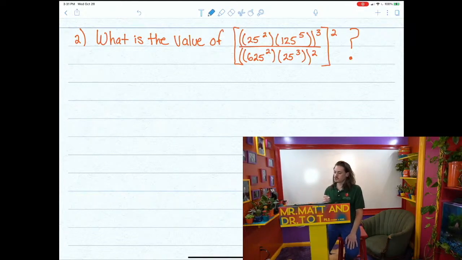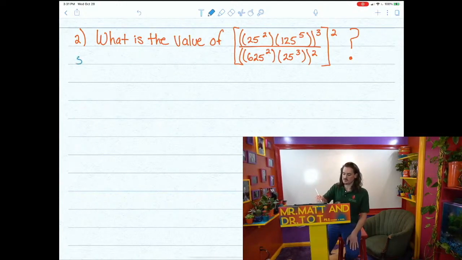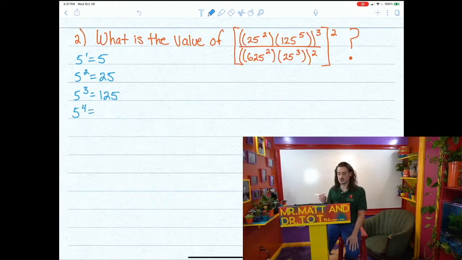Okay, so let me start you off here. First of all, we need to get these bases listed in equivalent terms. What number can we exponentiate or raise to different powers in order to get 25, 125, and 625? Well, the answer is 5, because 5 to the first power is 5, 5 squared is 25, 5 cubed is 125, and 5 to the fourth power, or in other words, the quartic power of 5, is 625.